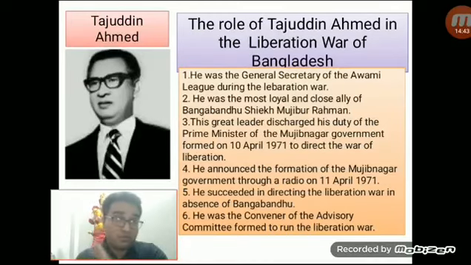So who are the four political leaders from the other parties? Number 1, Maulana Hamid Khan Bashani. Number 2, Comrade Moni Singh. Number 3, Manoranjan Dhar. And number 4, Muzaffar Ahmad. So these were the four political leaders who were the members of the advisory committee of the Mujibnagar government.